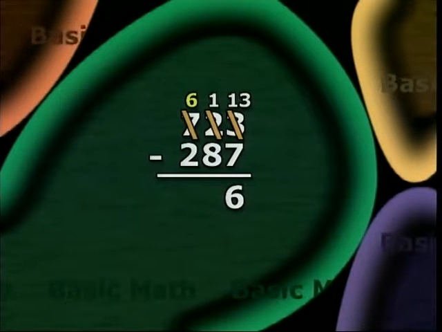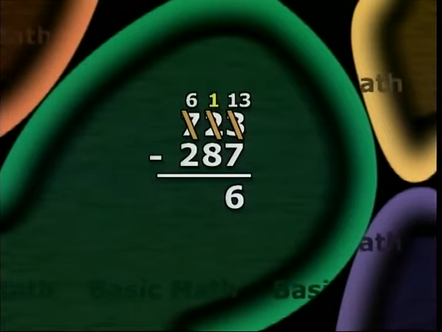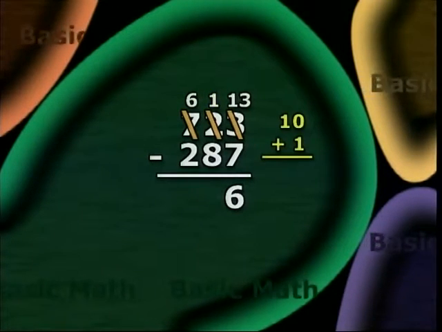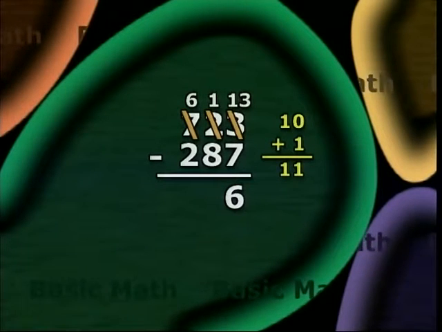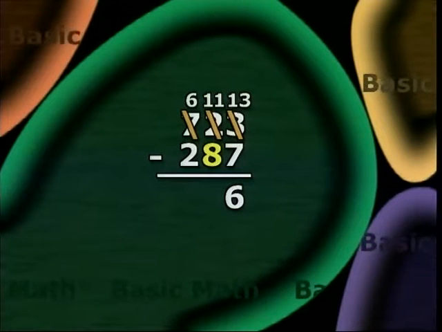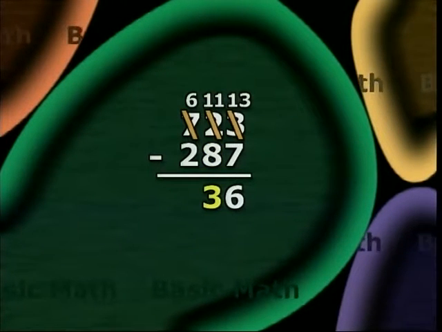Subtracting 1 from the hundreds place is worth 10 to the tens place. There's 1 left in the tens place, so we add the 10 we borrowed to the 1 left to get 11. So the tens place is now 11 minus 8. This gives us 3 for the tens place in the solution.